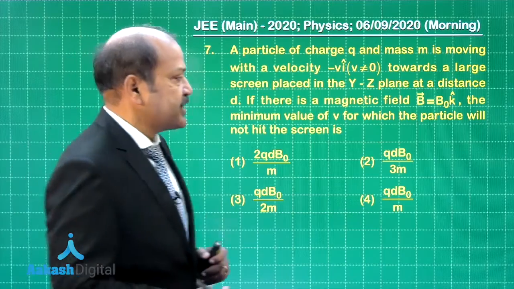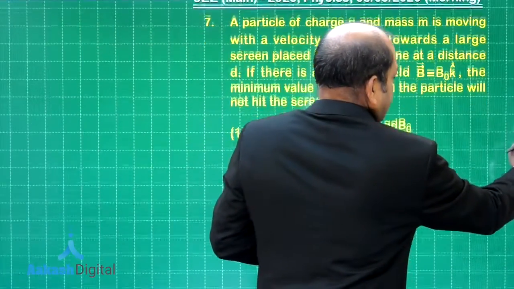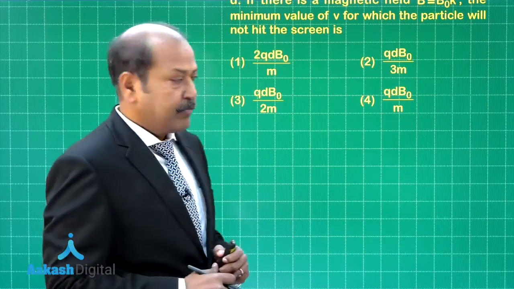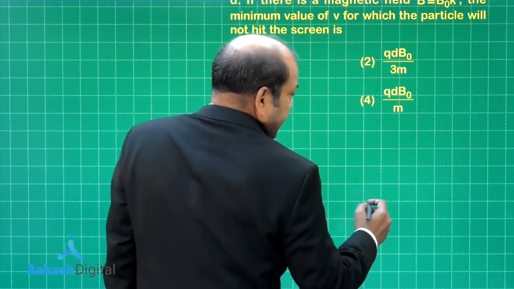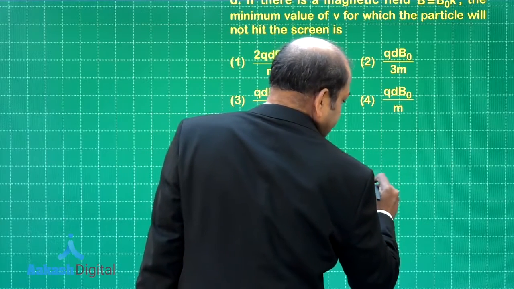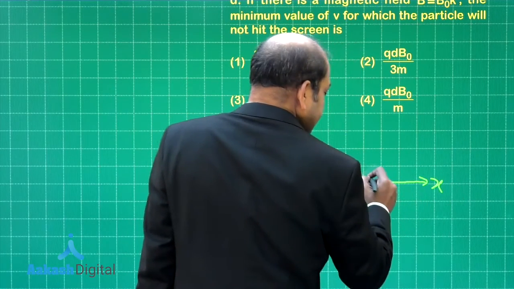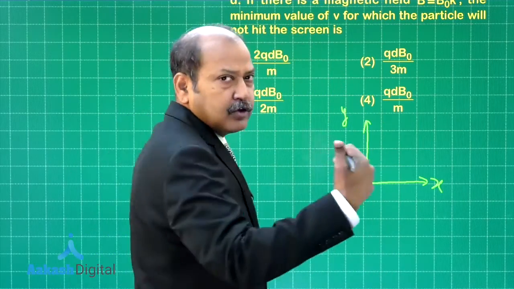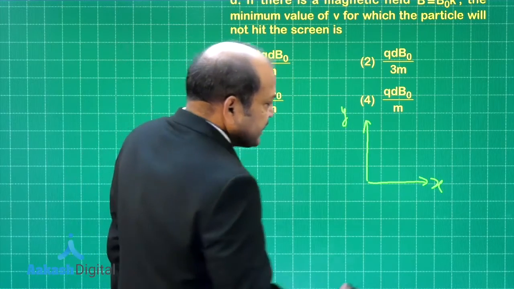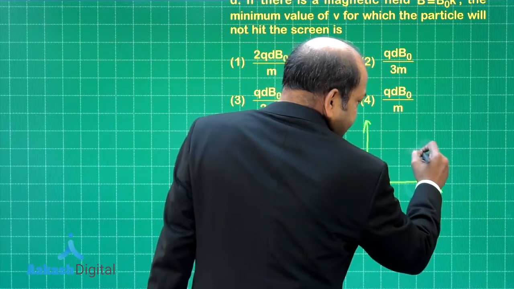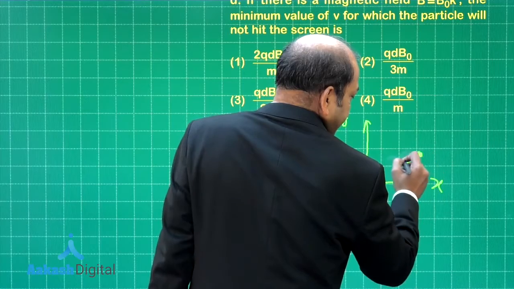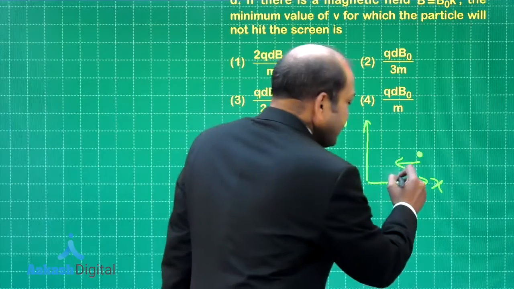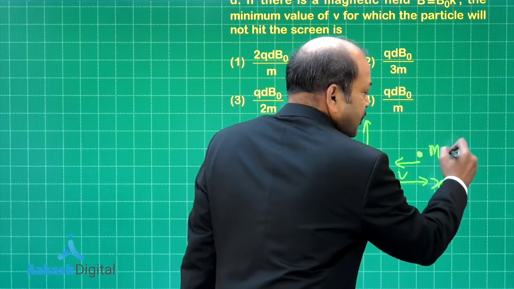Let's analyze the situation with the help of a diagram. The screen in fact is placed in the yz plane according to the question. So, let's say that the axes look like this. This is the x axis, this is the y axis, and the z axis is pointing outward. Let's say that the particle at an instant is here, it has velocity v towards left because it is minus v i cap. So, v is the velocity, its mass is m and charge on it is q according to the question.